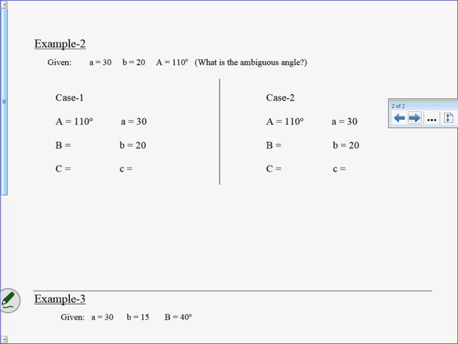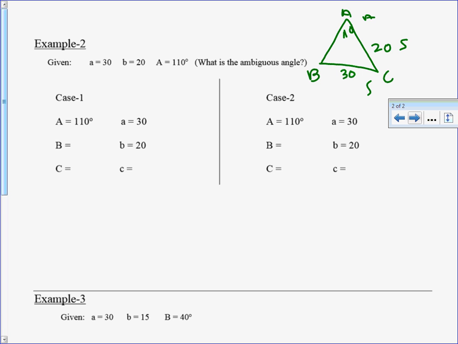So the first thing you need to do is I like to draw a picture. It doesn't matter what kind of triangle you draw. I know measured angle A is 110. I know little a is 30, and I know little b is 20. Okay, this means I have angle, side, side, so I know it's the ambiguous case. I'm not sure how many triangles there are. I have to go find out.